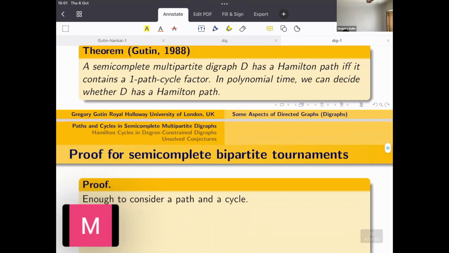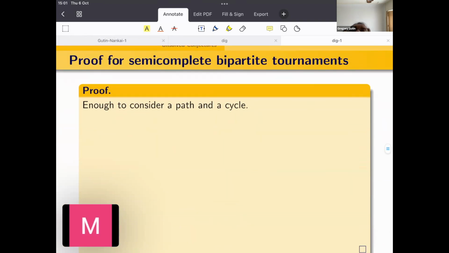Now, how can we prove this? It's enough to consider a path and a cycle, because if there are no cycles, then there is nothing to prove. If there are many cycles, you can take the path and a cycle, merge them together, then take the resultant path and merge it with the second cycle, and so on. So the only interesting case is one path and one cycle. So let's look at it. We'll look at the path.